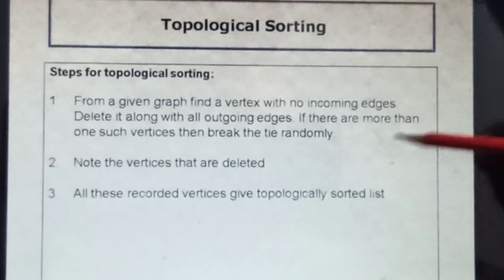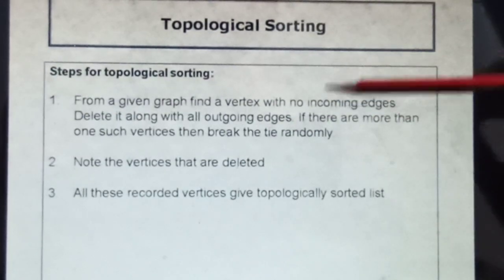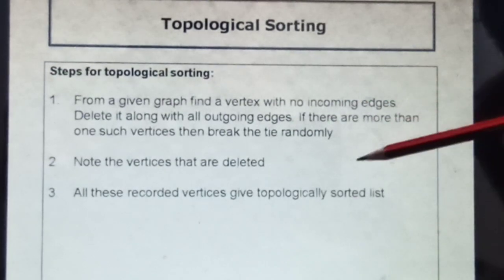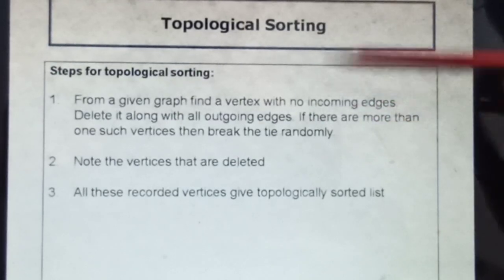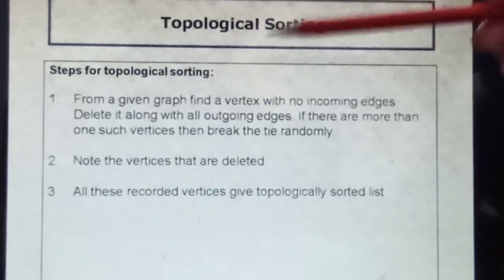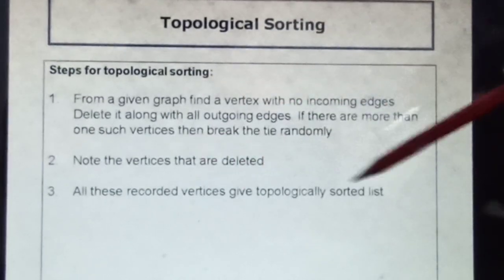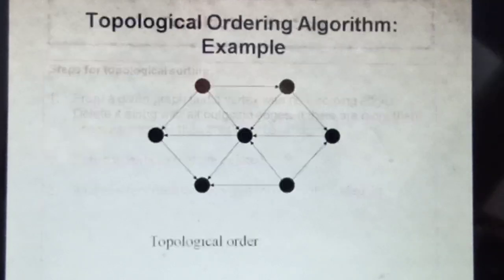That means what we have to remember here is how it works. We start from any vertex which has no incoming edges. We delete that vertex along with all outgoing edges. We repeat this process until all the vertices are deleted, and whatever our deleted sequence is, that is the output of the topological sorting.